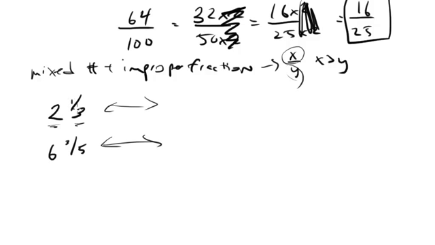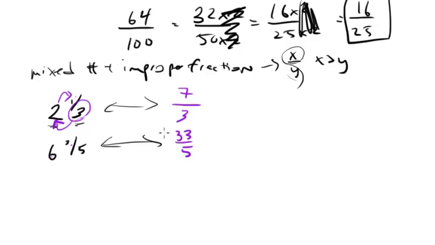So how do we go from 2 and 1/3 to an improper fraction? Well, the method was you take this, you multiply it by this guy, and then you add the numerator. So this would be 3 times 2 is 6, plus 1 is 7, and then you just put it over the original denominator, 7/3. How about this guy? 5 times 6 is 30, 30 plus 3 is 33. This would be 33 over 5.